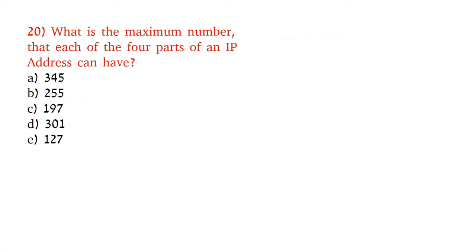20th question. What is the maximum number that each of the four parts of an IP address can have? A. 345. B. 255. C. 197. D. 301. E. 127. The correct answer is B. 255.